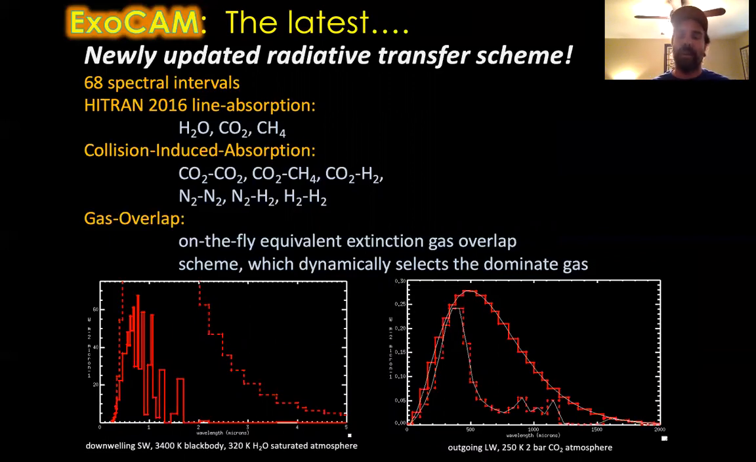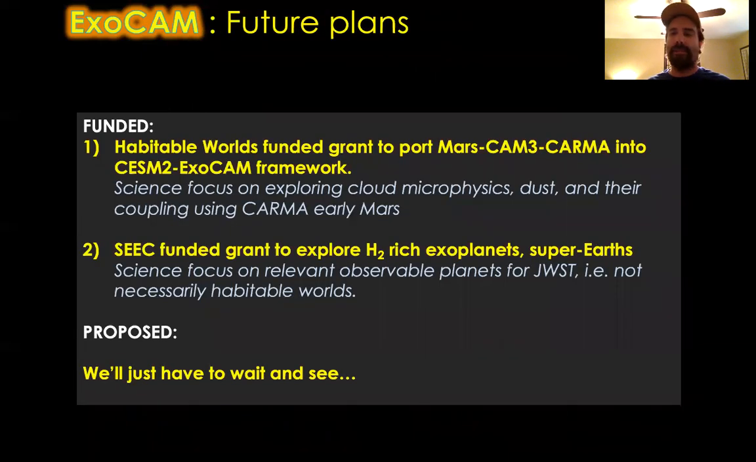And in this case, we dynamically select the dominant gas in each spectral interval and in each grid box in the model, and it's surprisingly not that slow, and it's workable. So here's a few examples on the bottom from the 1D column configurations of the model for a water vapor rich atmosphere and also for a CO2 rich atmosphere. So this is ready to go. Anybody who wants to be an early adopter, please let me know and help me find out where some more of the bugs are. So future plans, future funded plans, not just ruminations.